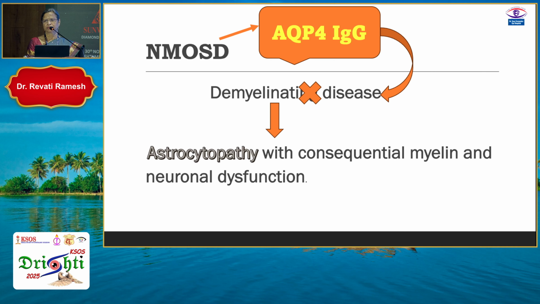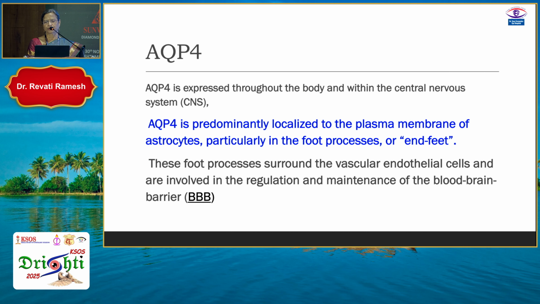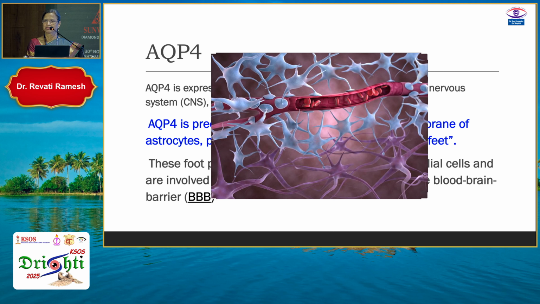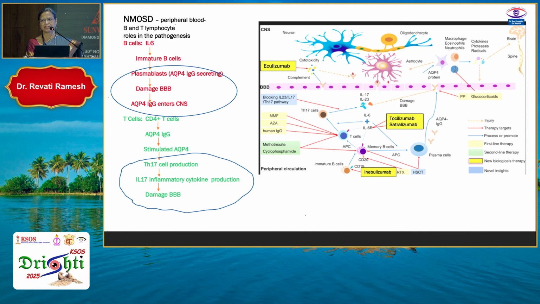Coming to the NMOSD group of disorders, the discovery of aquaporin 4 IgG has converted our thinking of this as a demyelinating disease to an astrocytopathy. It's actually an astrocytopathy with consequential myelin and neuronal dysfunction. Aquaporin 4 is expressed throughout the body and, within the CNS, it is predominantly located in the plasma membrane of the foot processes of the astrocytes, which we have already seen indirectly form part of the blood-brain barrier, which must be breached for these diseases to occur.